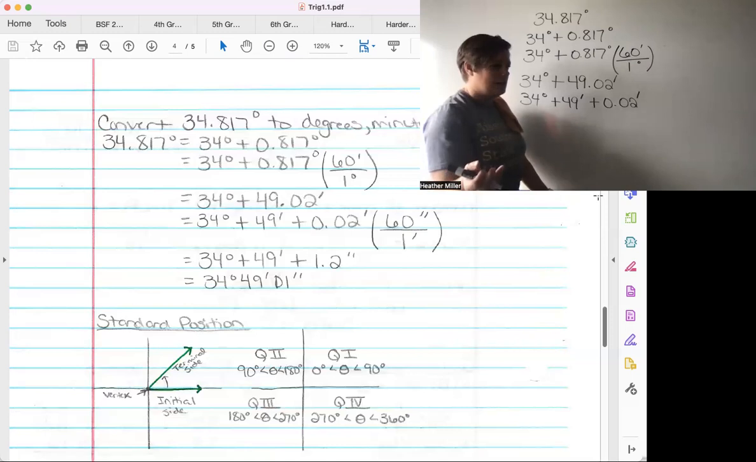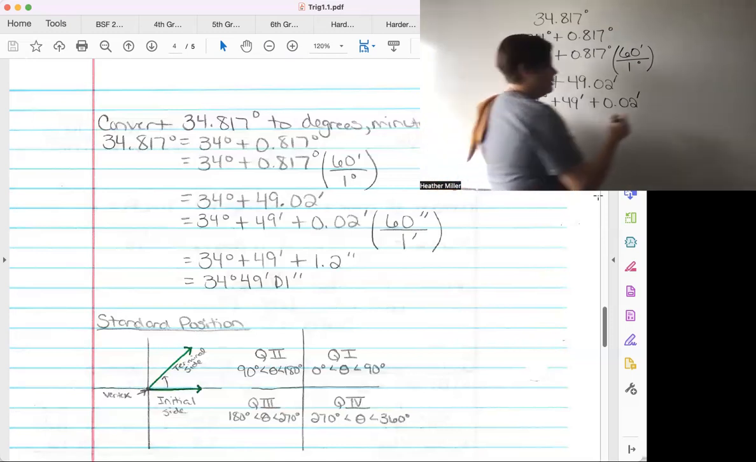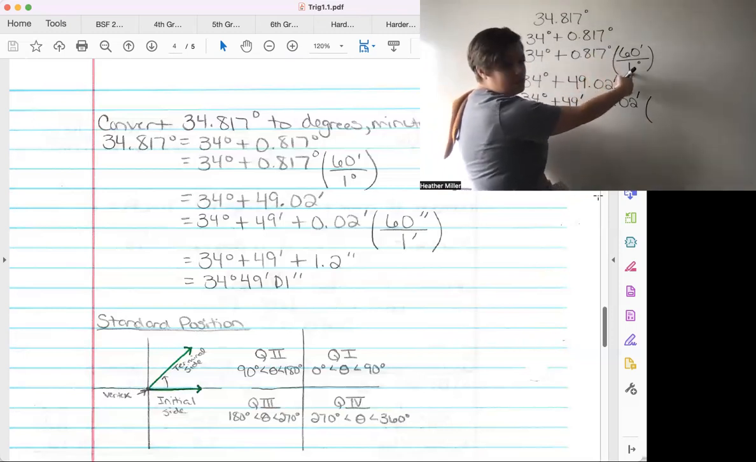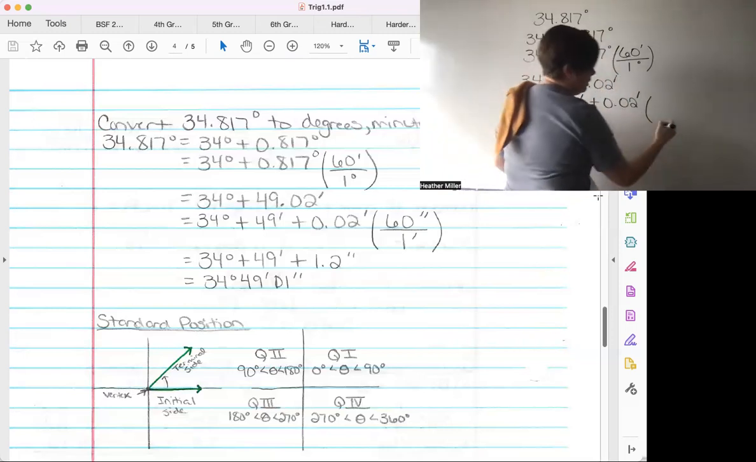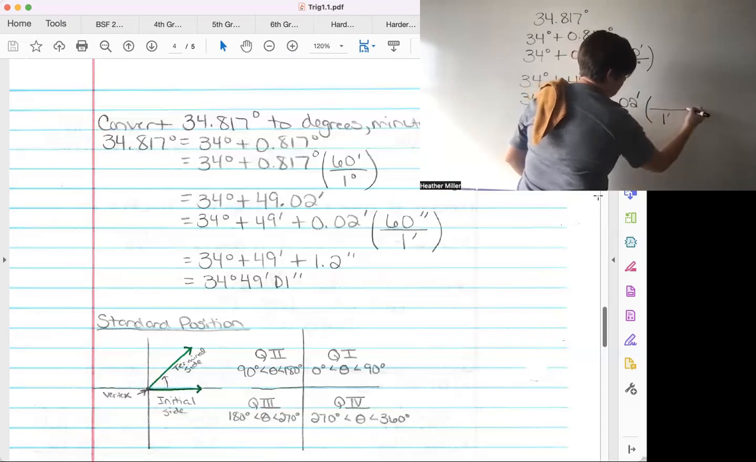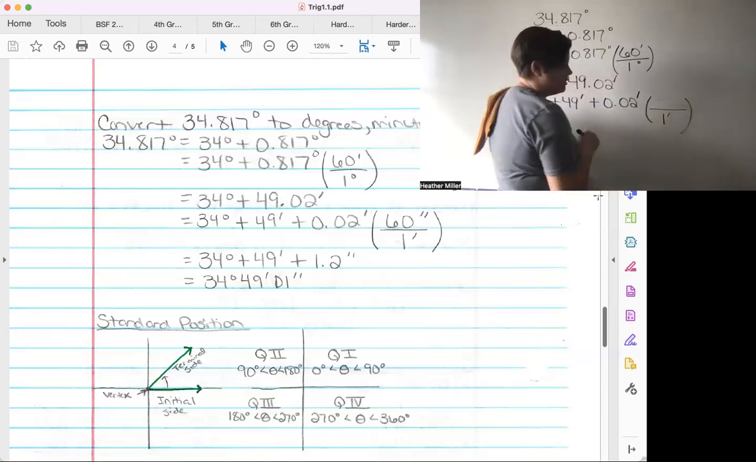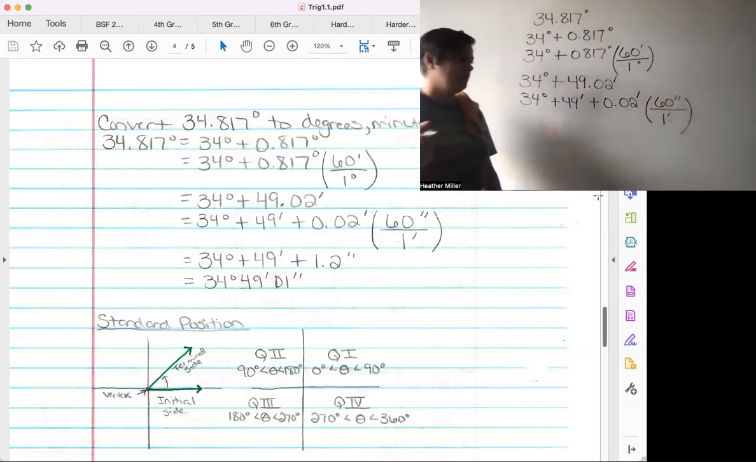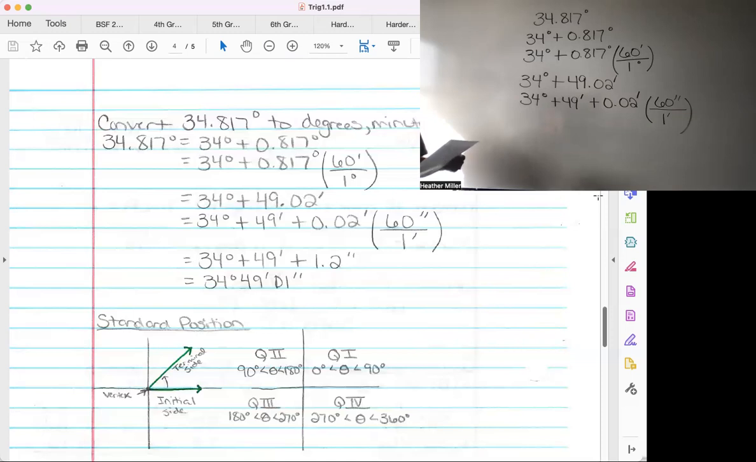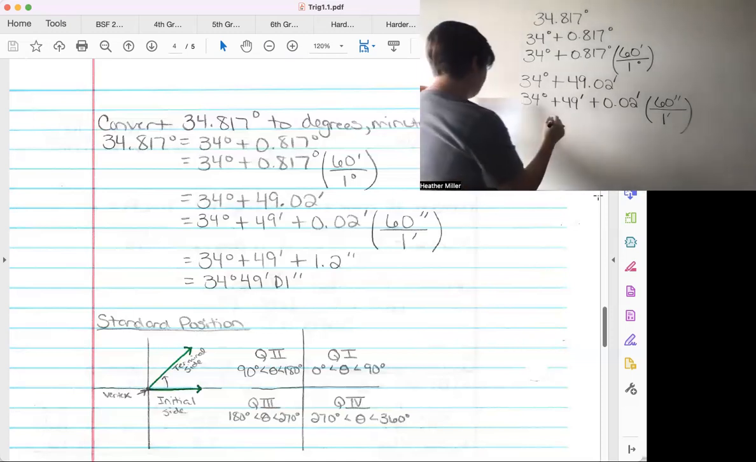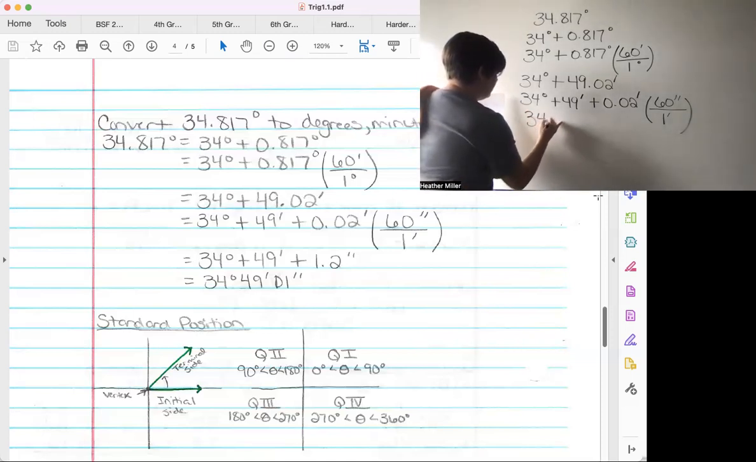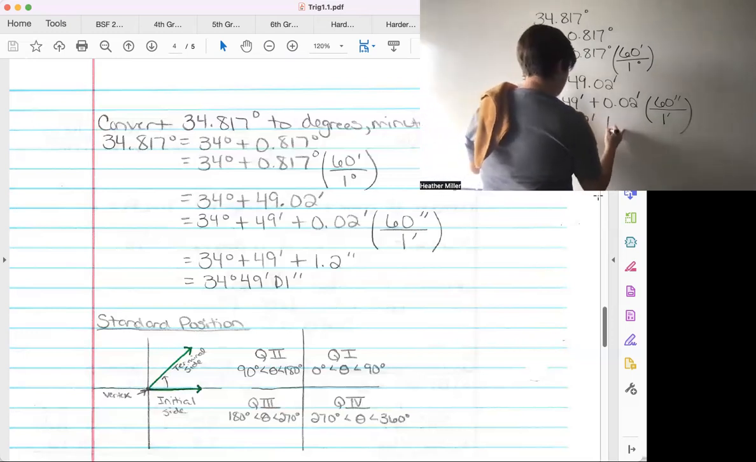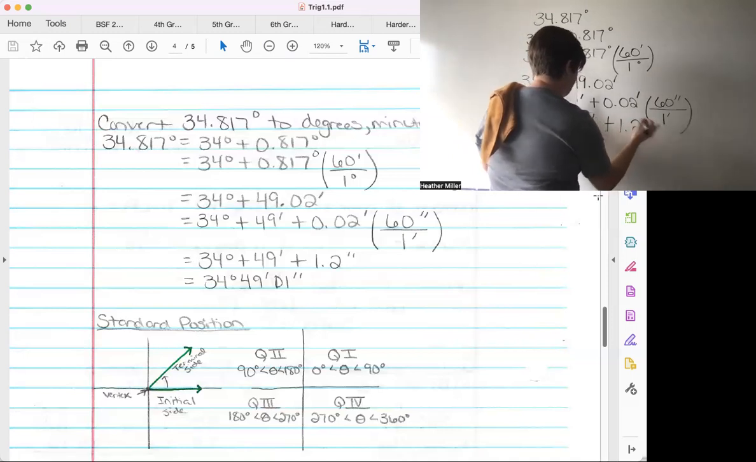So how many seconds are in a minute? Well, there's 60. And just like here, I had a degree on top, so I put a degree on bottom. Here I have a minute on top, so I'm going to put a minute on bottom. And how many seconds are in a minute? There's 60. So we multiply that, and we get 34 degrees plus 49 minutes plus 1.2 seconds.